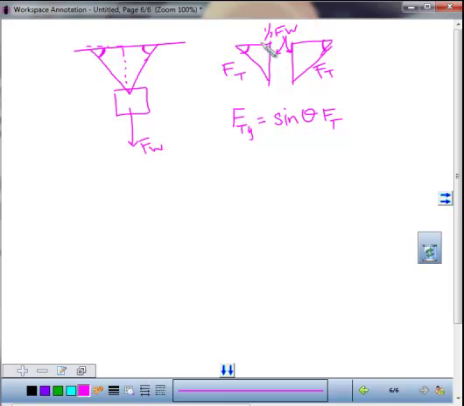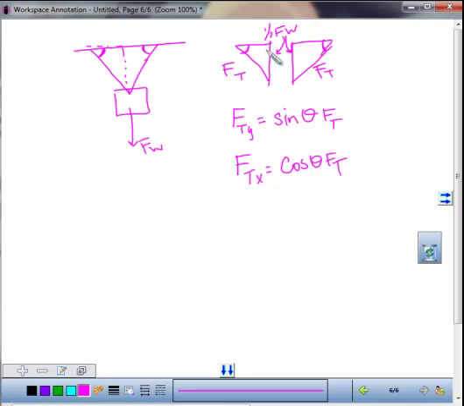And if we want to look for the cosine, or the parallel or horizontal aspect of the tension for the string, then the force of tension on the x-axis is going to be the cosine of theta times the force of tension. Manipulating either of those formulas, you'll be able to determine the components of those two.